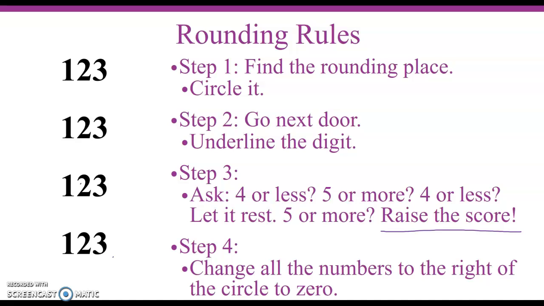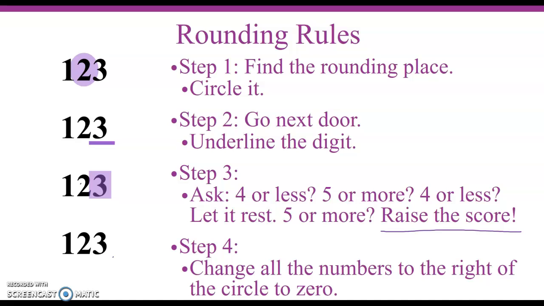We're going to find the tens place. So step 1, find the rounding number and circle it. Okay? So we have 1 in the hundreds place, 2 in the tens place, and a 3 in the ones place. So step 2, we're going to go next door and underline that digit. So we're going to see the number in the ones place. And then in step 3, we are going to ask ourselves, is that number 4 or less, 5 or more?